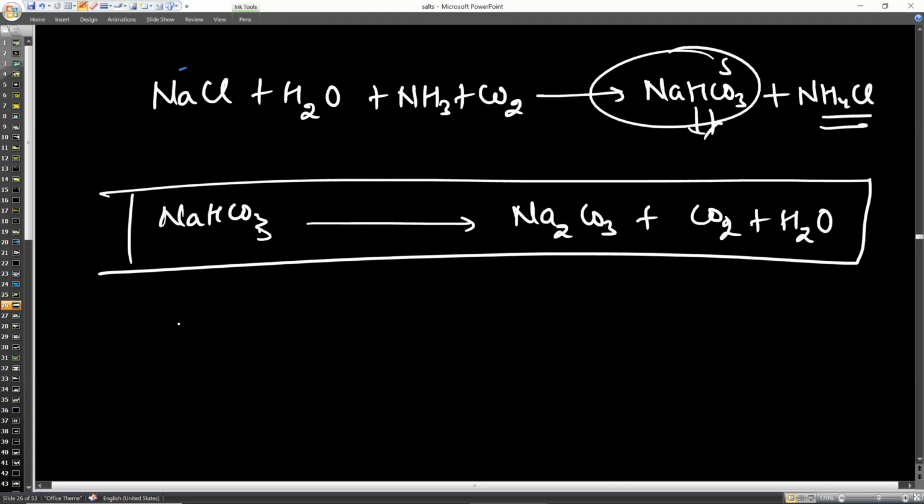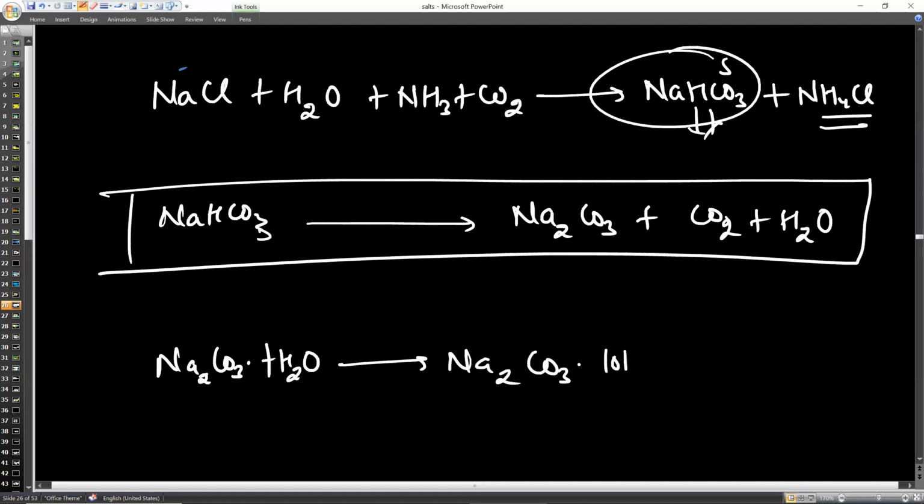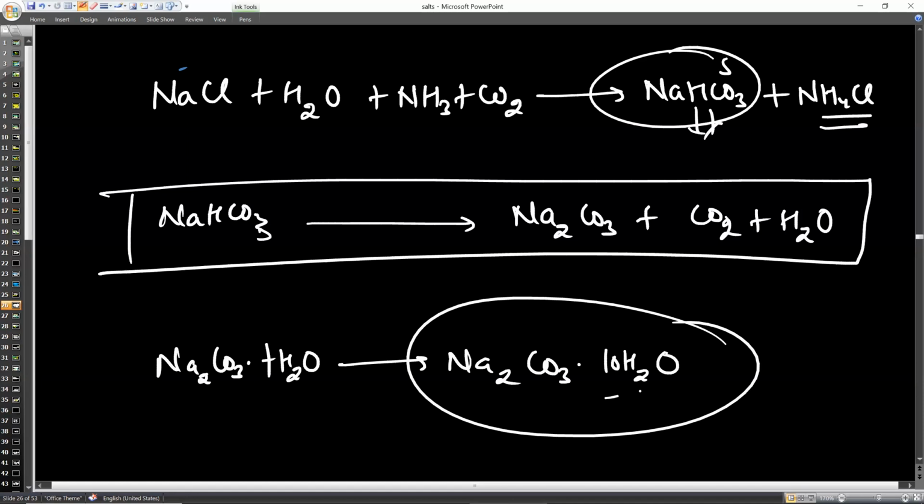Next, when this sodium carbonate Na2CO3 is combined with 10 water molecules, it gives you Na2CO3·10H2O. This dot water molecule is known as water of crystallisation. Will you keep this in mind? Okay.